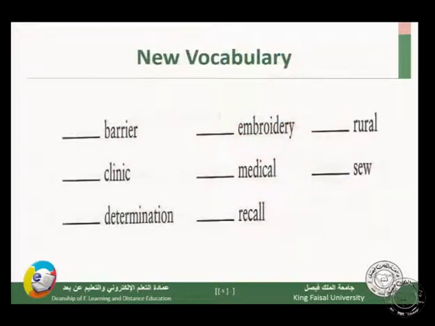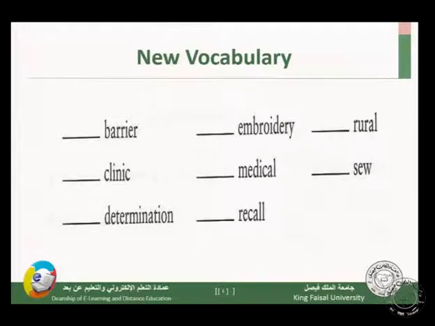As usual, we will start with the new vocabulary for this reading passage, and we have here almost 8 new words. The first word is barrier. When you put a barrier between you and someone else, he will not be allowed to come in. Or a wall is considered a barrier. If you, for example, stay in a room, a wall is a barrier between you and the other room. So barrier means in Arabic حاجز.